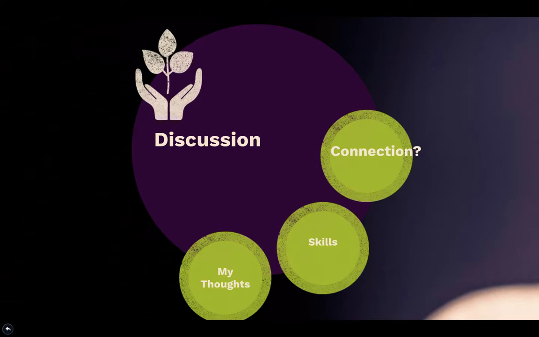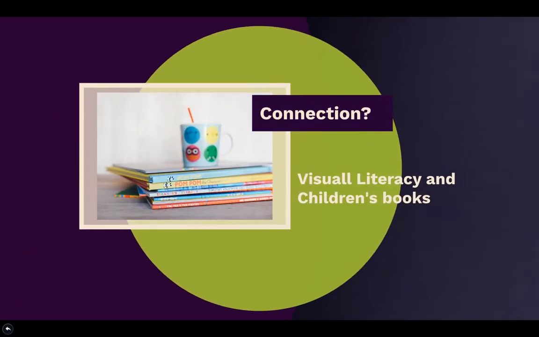Now let's do some discussing about visual thinking. How does this connect to our classrooms? Visual thinking is definitely a literacy skill. It's a visual literacy skill, and that could be connected to children's books. A good children's book would have lots of pictures and minimal words. We could use this opportunity to allow the pictures to speak to our kids, or the kids to say what they observe and what that could mean.